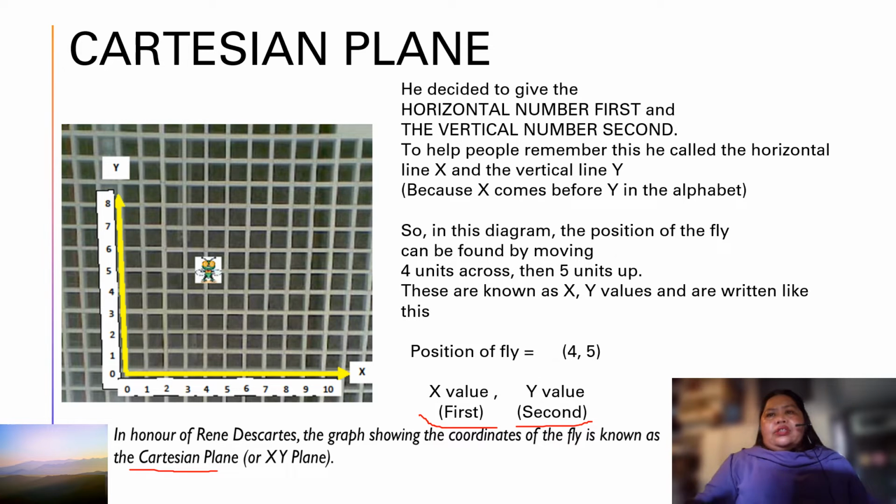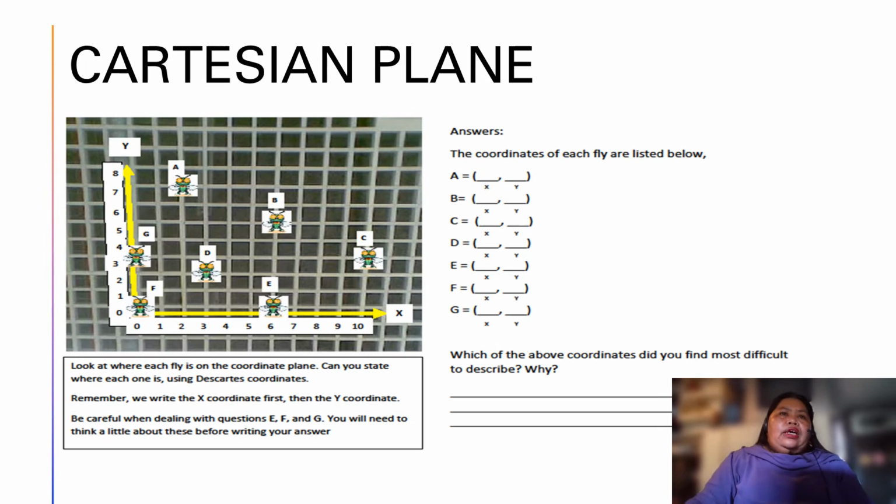There are some students who interchange them. So it should be the first value is x and the second value is y. It's according to the order in the alphabet. Okay, next. Let's try this one.